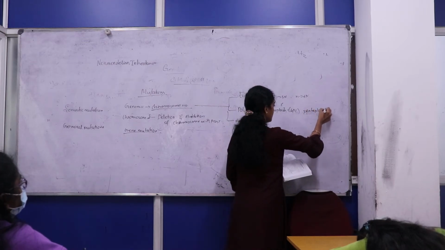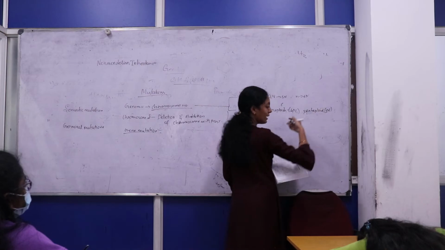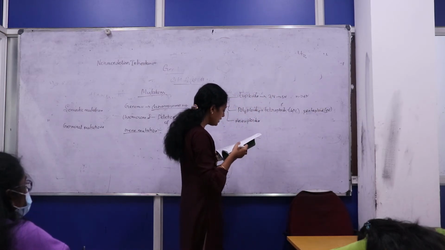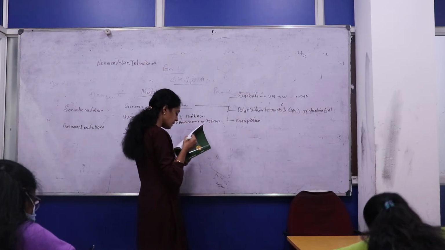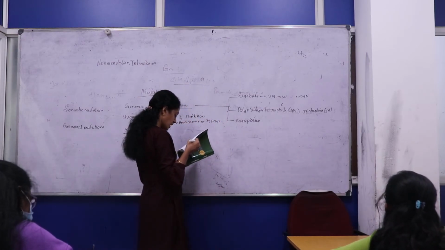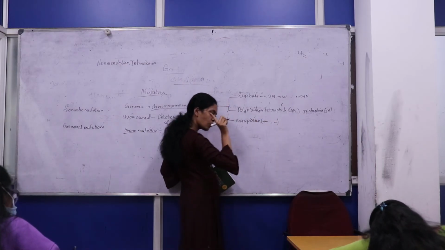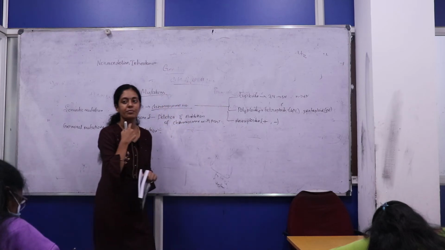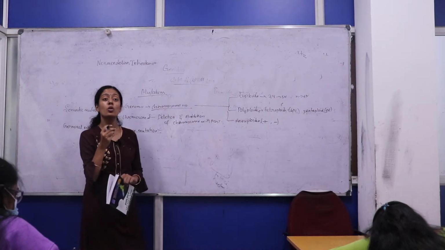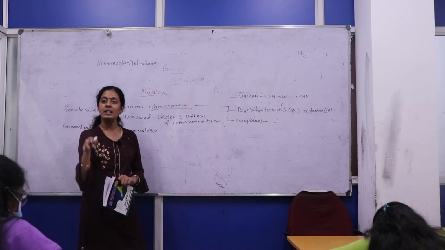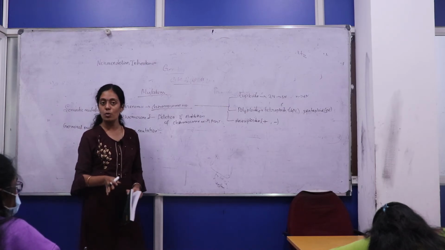Pentaploid is 5n. Like this, it just simply goes on. Okay, and then you have aneuploidy. Aneuploidy is a change by addition or deletion of one chromosome. It will change the chromosome number. It will either increase the chromosome number or decrease the chromosome number.